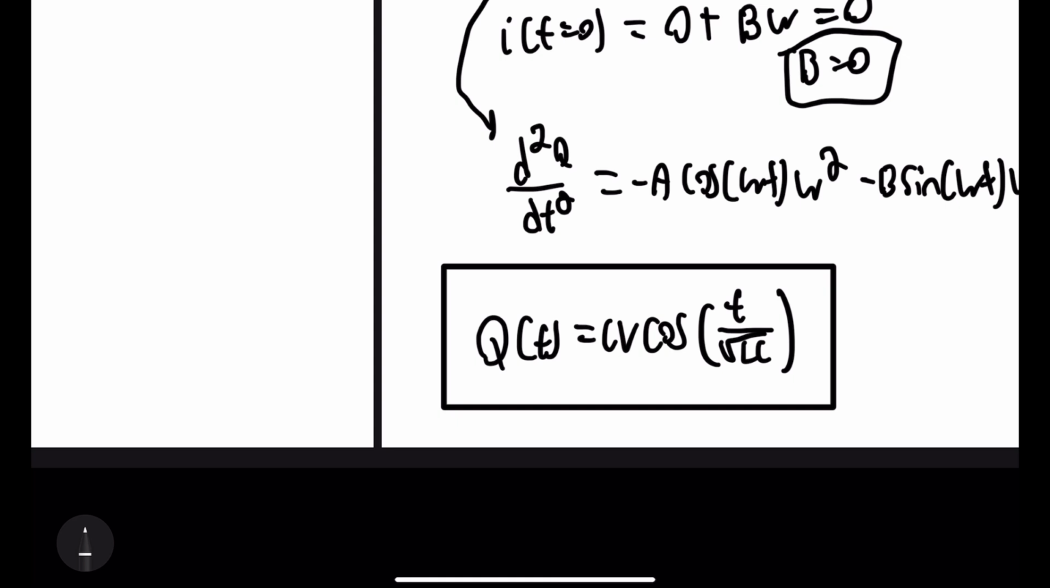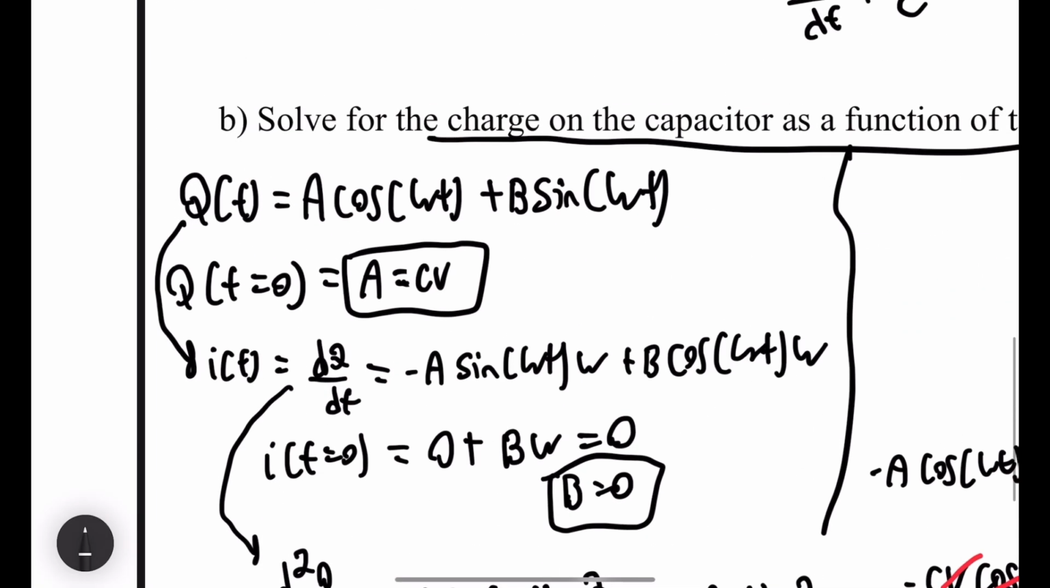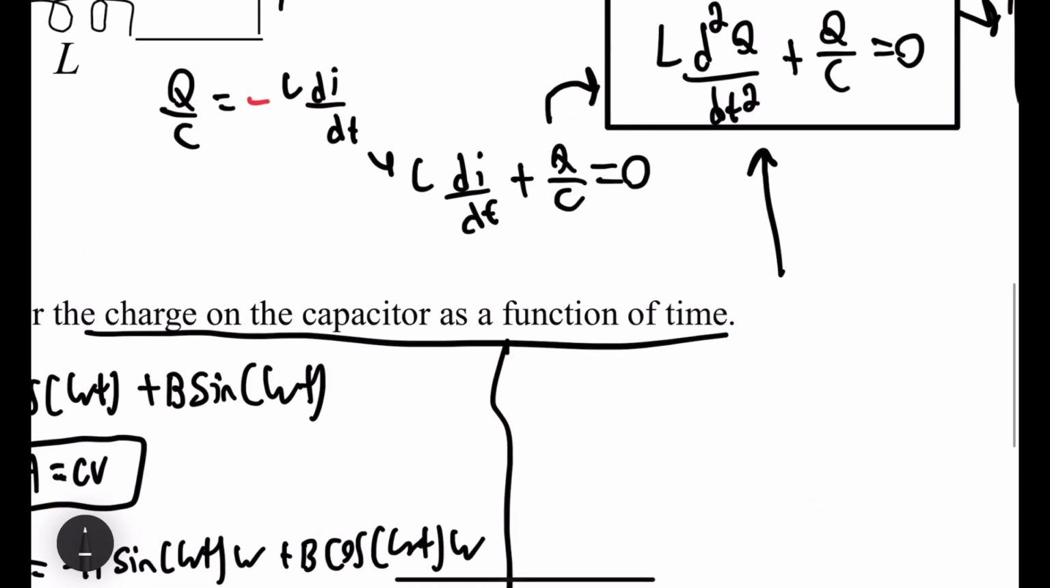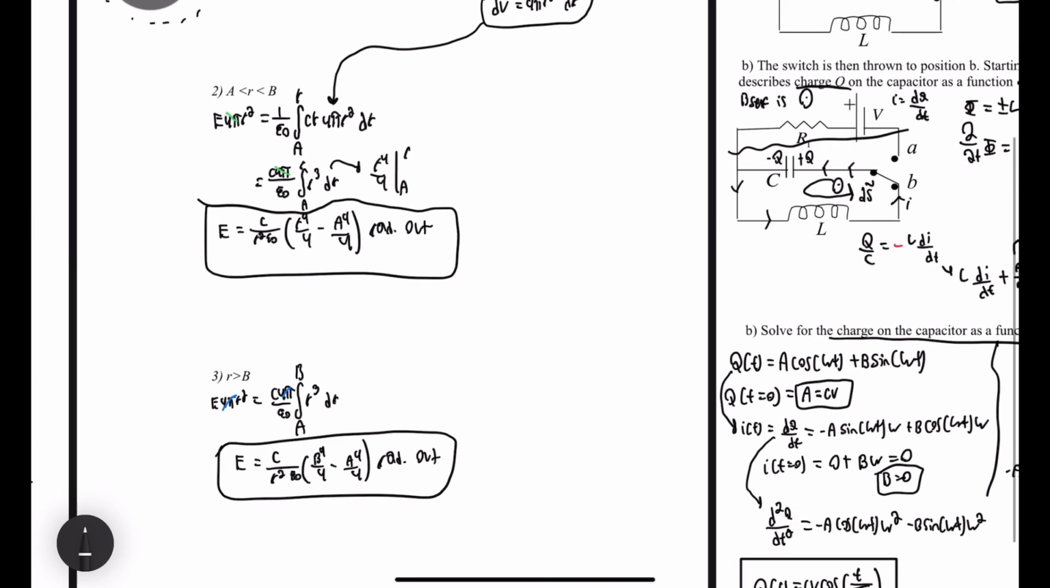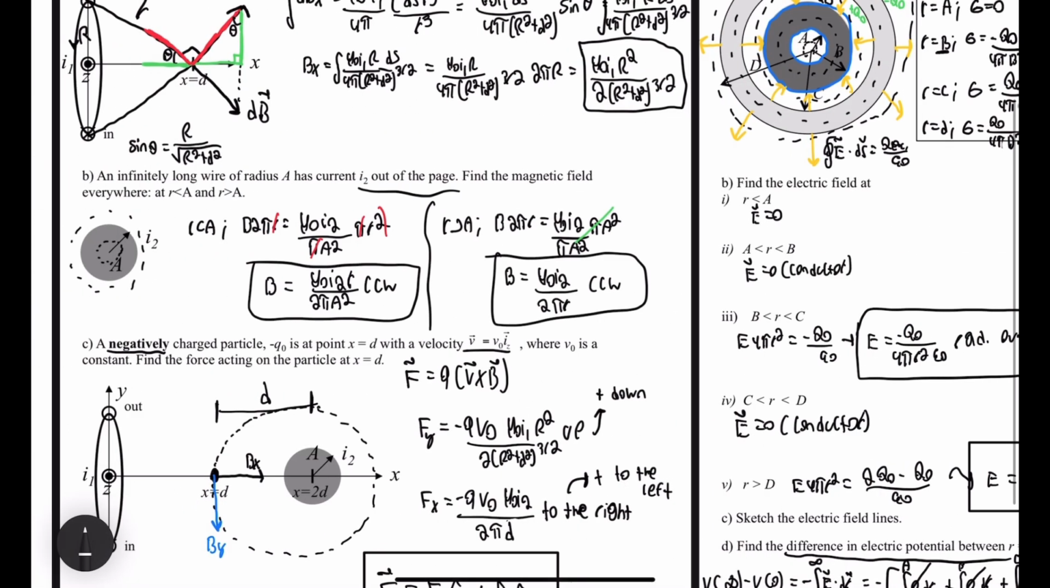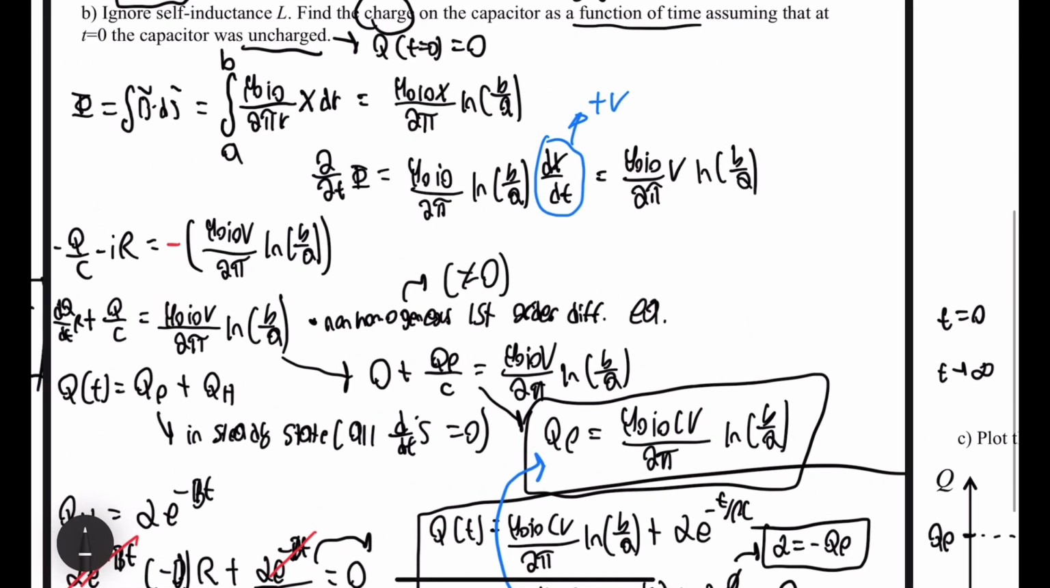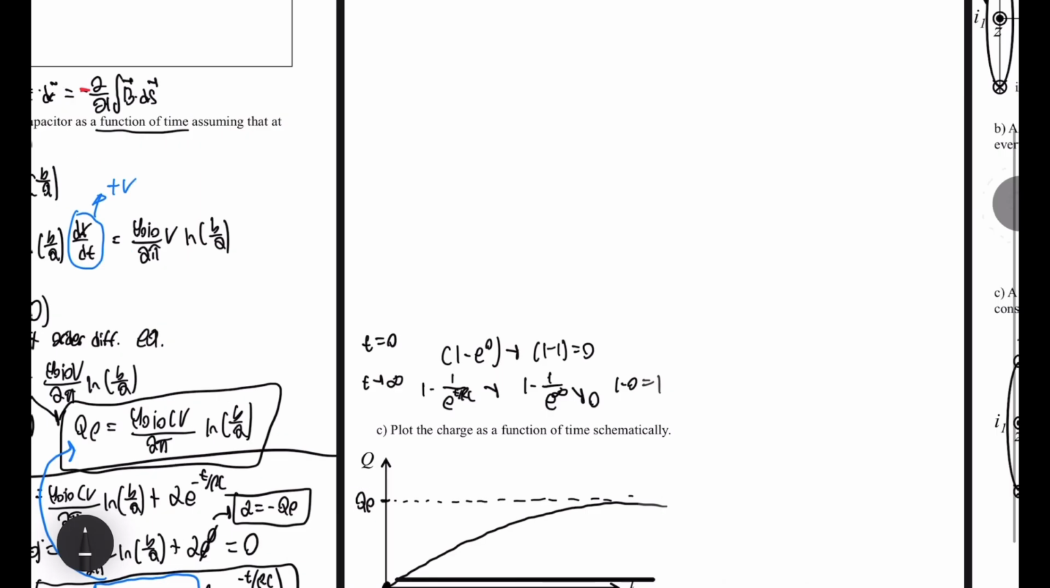So just make sure that you remember to use this one, the A cosine omega t plus B sine omega t, for second order, unlike the one we did before, which was first order, where we use alpha e to the negative beta t.